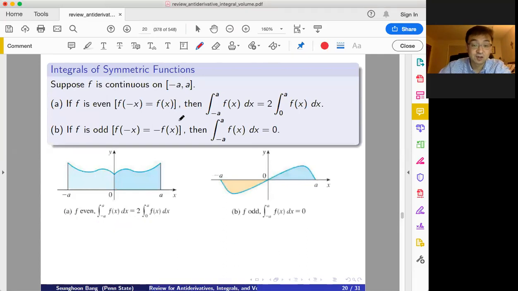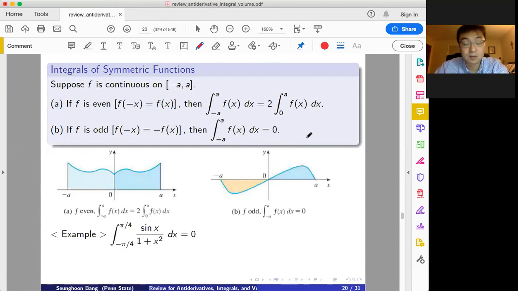Like an odd function, it is symmetric about the origin. Exactly this area plus this area. We have the same area, different sign. This one is negative, this is positive. So the integral from minus a to a of an odd function dx is always 0. This is the whole idea. So for this problem, the answer is 0.